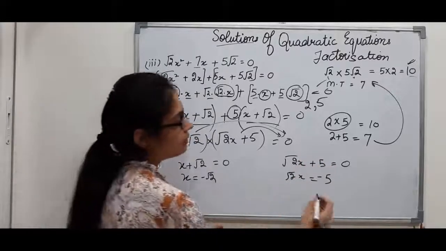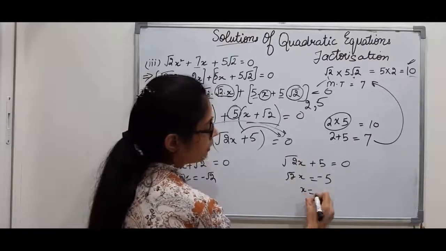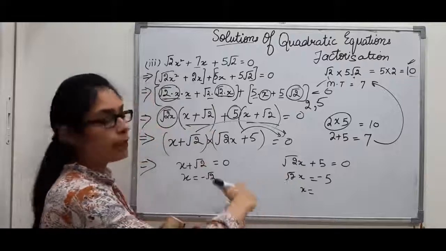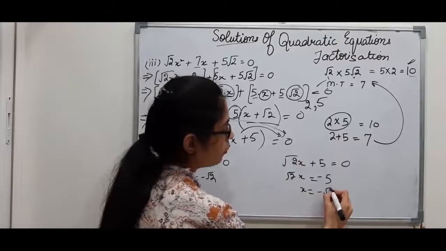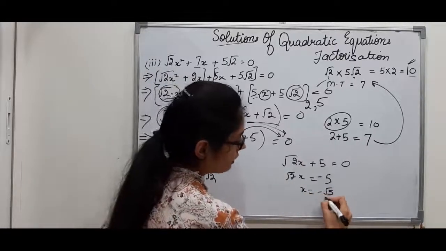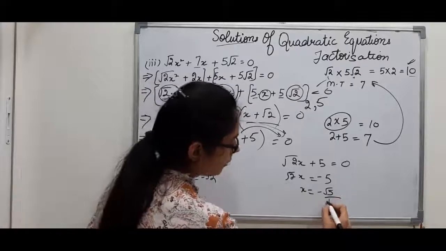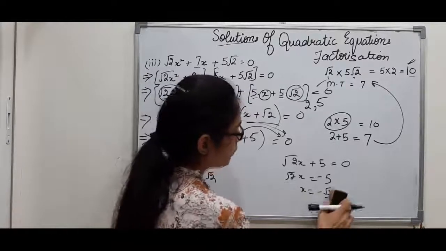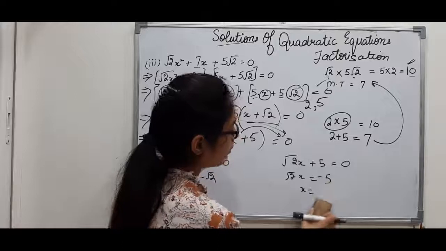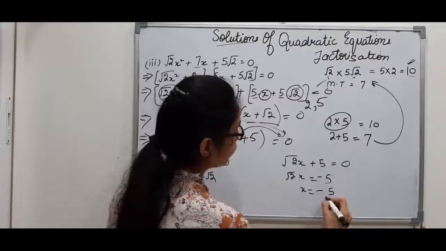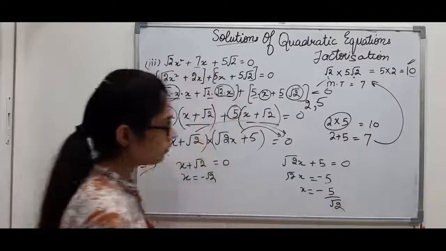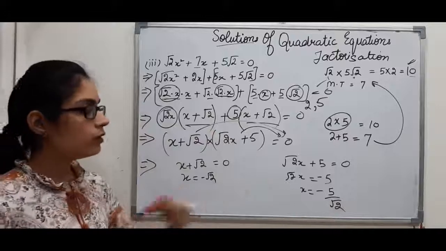On changing the side, the sign will be changed. x is equal to, now this root 2 is getting multiplied with x, so on shifting or changing the side, it will get divided by the number. So I'll get the value of x as minus 5 by root 2. So these are the two roots.